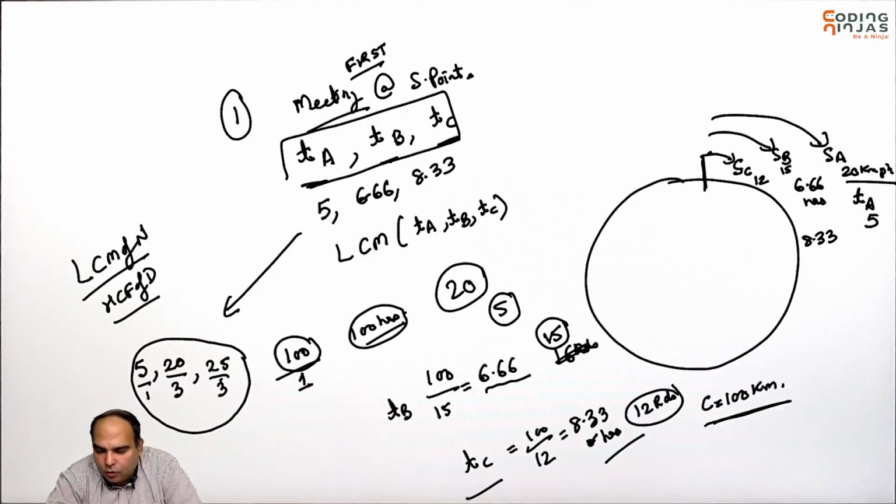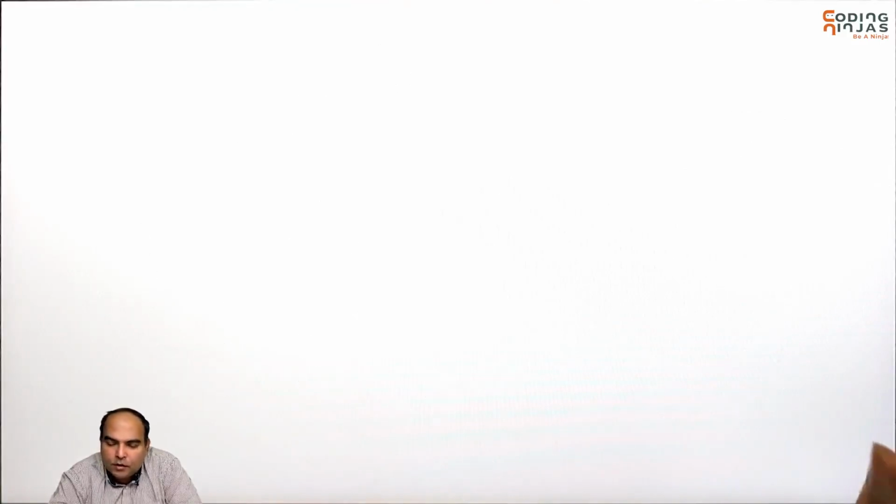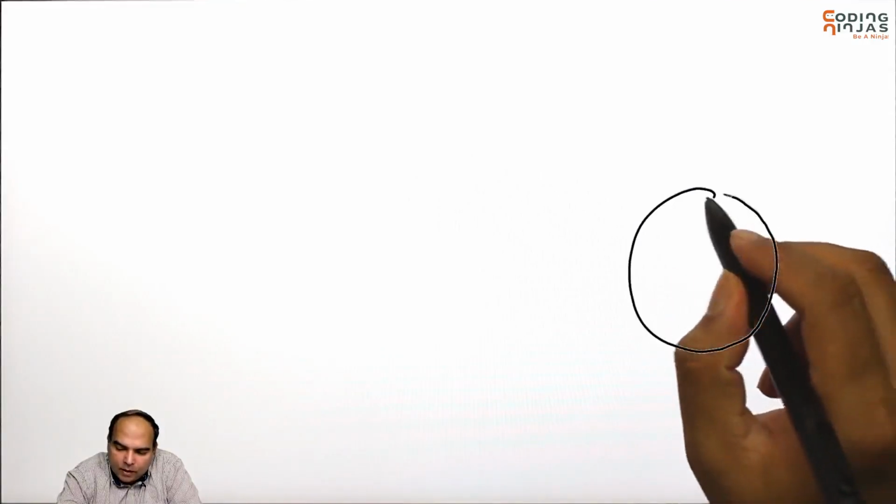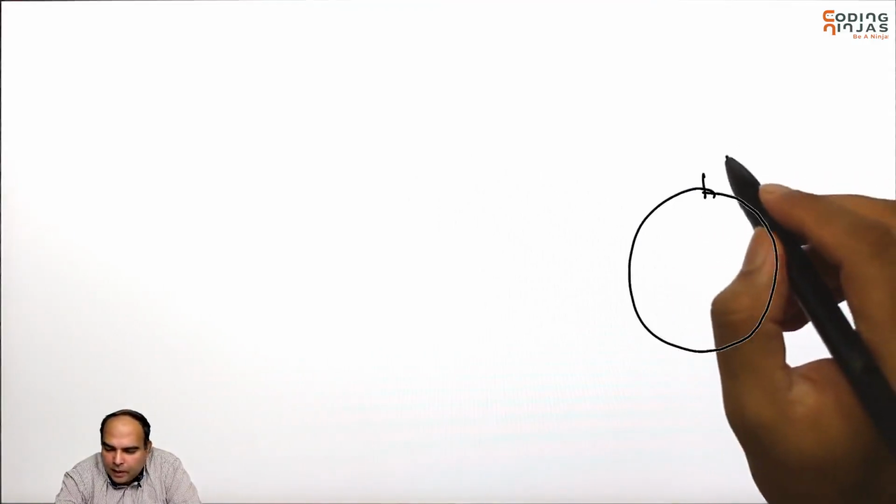Now the other question that you get is the first meeting at any point on the circle. So let's go back to an understanding of that: the first meeting at any point on the circle.